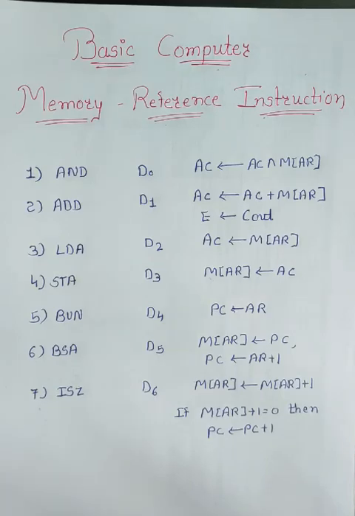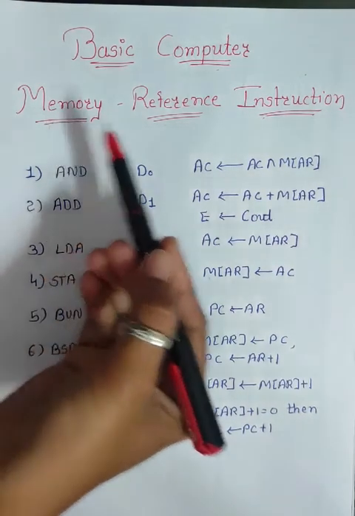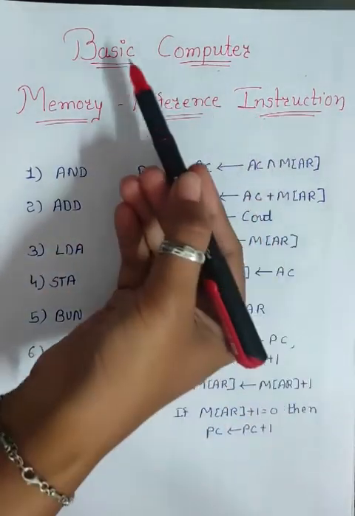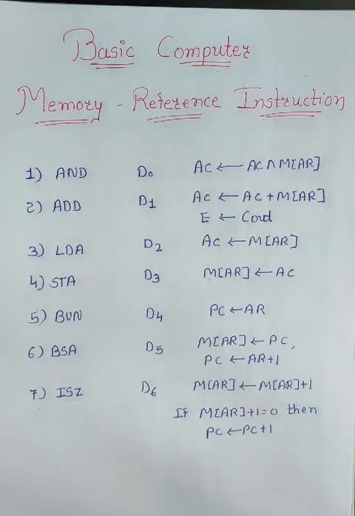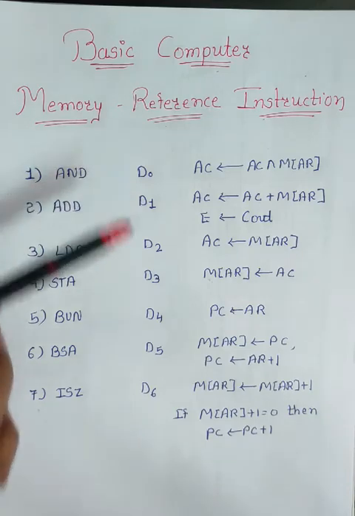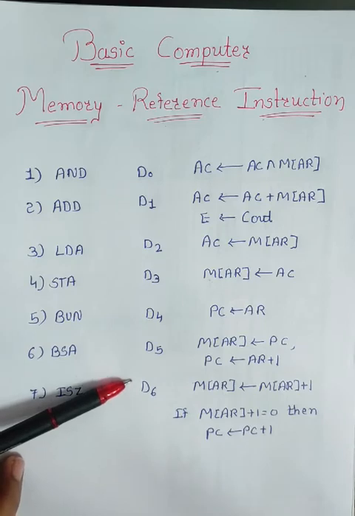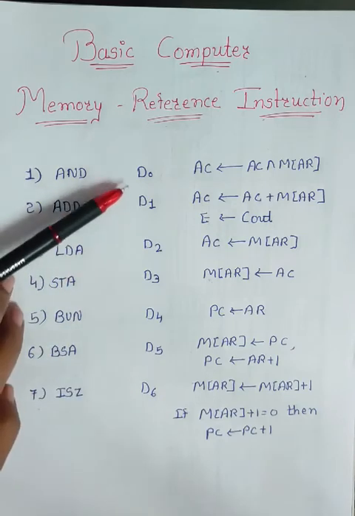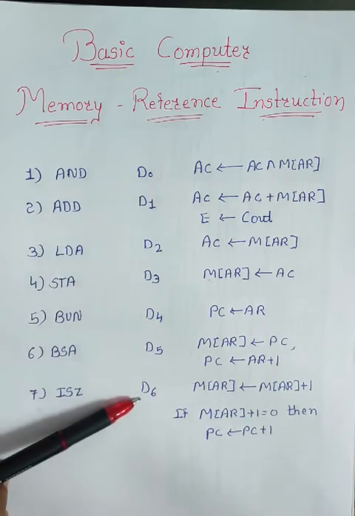Hello everyone. In this video lecture we are going to study the memory reference instructions available in my basic computer. In my basic computer I have these 7 memory reference instructions. How do we recognize that it's a memory reference instruction? If my control unit generates the signals between D0 to D6, that means it's a memory reference instruction. And if it generates a D7 signal, that means it is either a register reference instruction or an input-output instruction. Each signal says which kind of instruction it is.